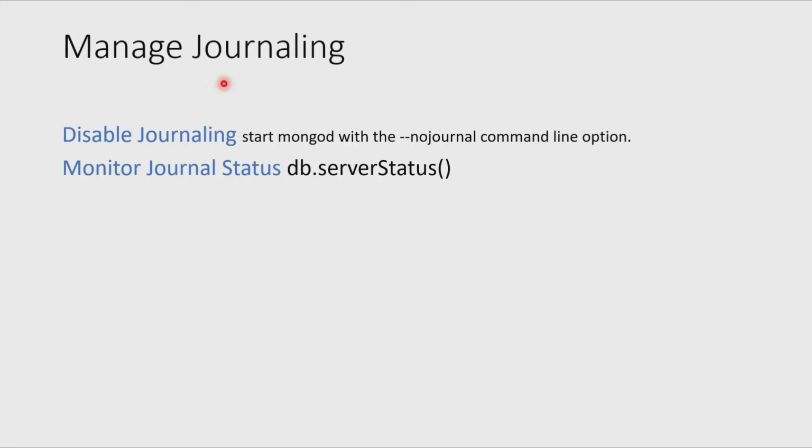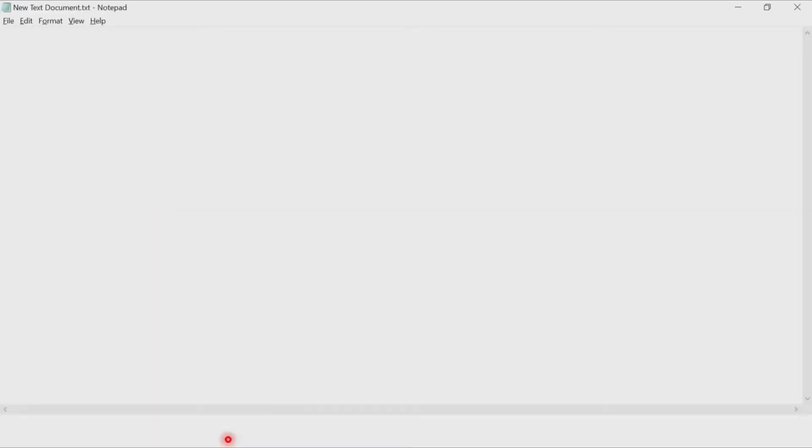How do we manage the journaling? If you want to disable it, you just have to mention --nojournal when you are starting MongoDB. I think in the newer versions it is not possible to disable it. If you want to check the journal status, you just say db.serverStatus(), and it will show you that. In the demo we will see how to find the size of one of the collections, and then we will try to compress one of the collections. Let's see that.